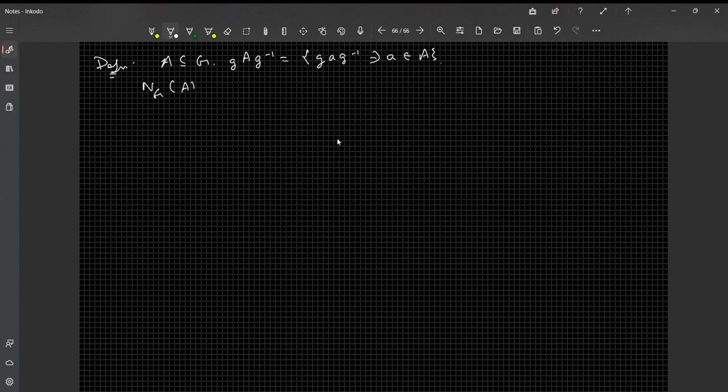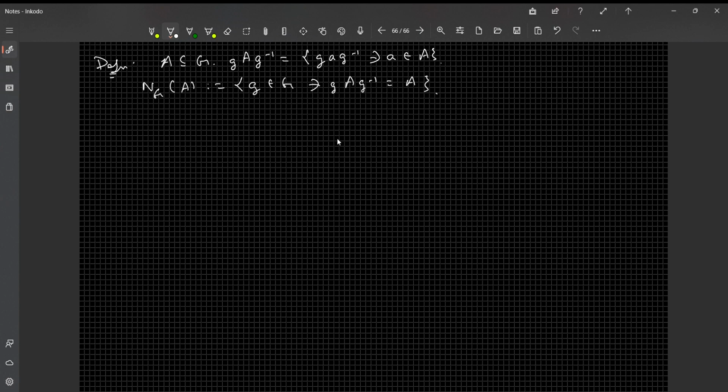Now obviously the centralizer was defined for an element, Z(G) was defined in general for a group, and normalizers are defined for sets. So we say the normalizer of a set A in G is the collection of all those elements in G, denoted by small g, such that g A g inverse is the same as A.